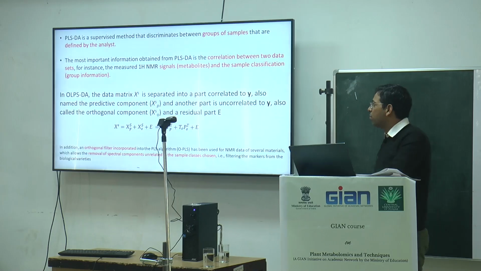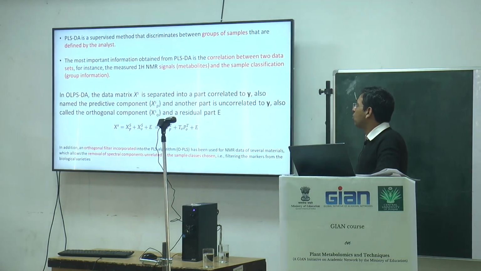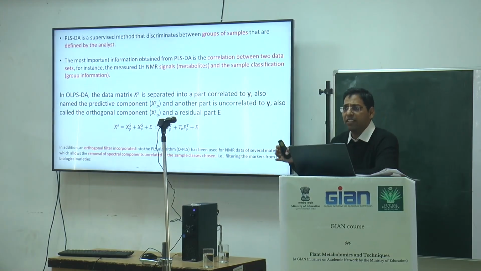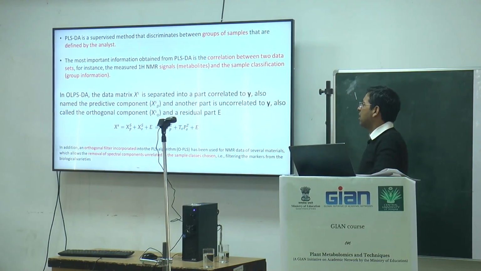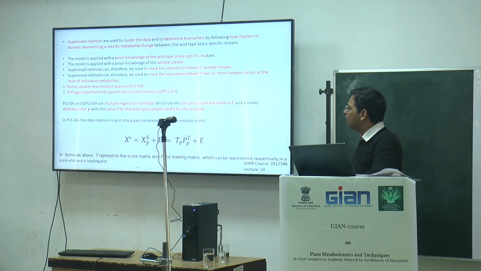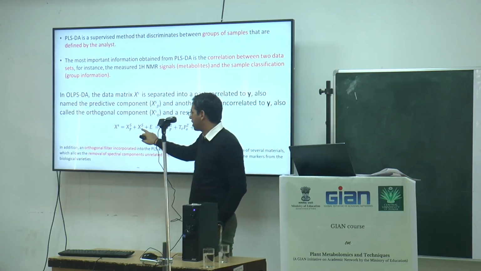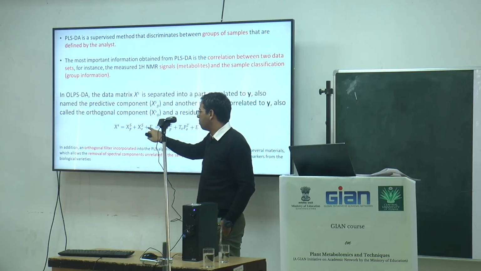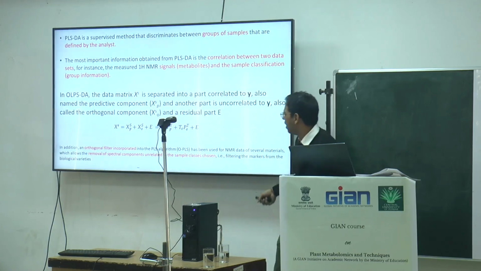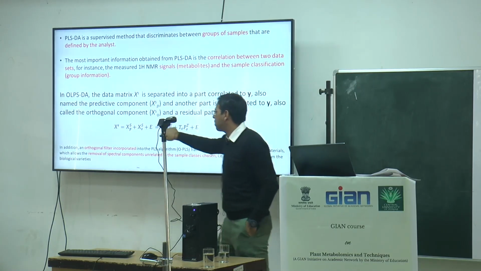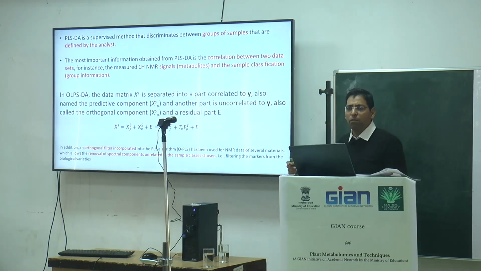Now, the most important information about PLSDA is the correlation between the two data sets. One data set, second data set, how much they are correlated with each other. So that can be carried out for group classification also. The OPLSDA is a little bit different from this one. Both are regression. This is PLSDA, this is OPLSDA. Here, the same matrix we have to calculate, but here we are getting X equals T P transpose plus T naught P naught transpose plus E. E is the same residual matrix. So here we predict one thing.